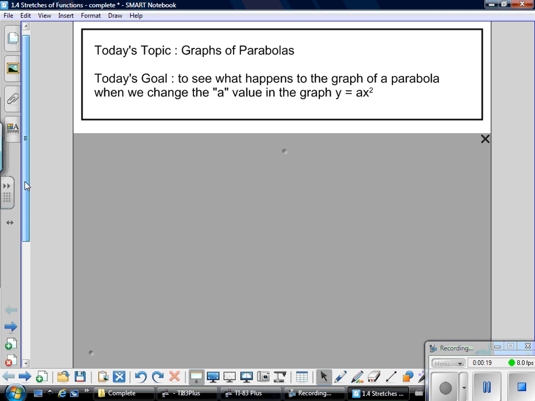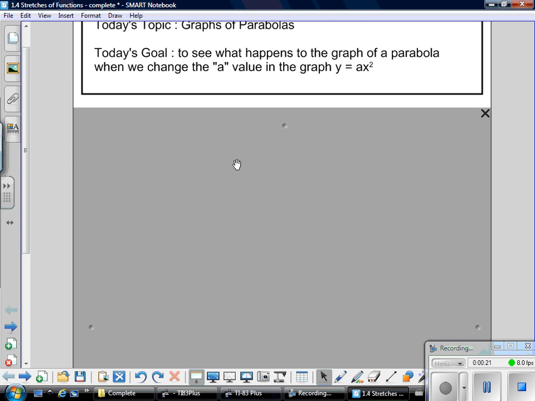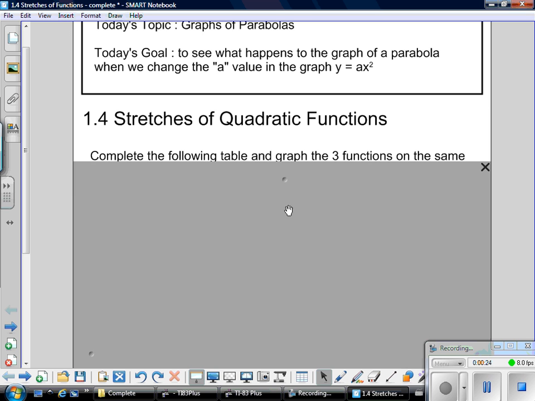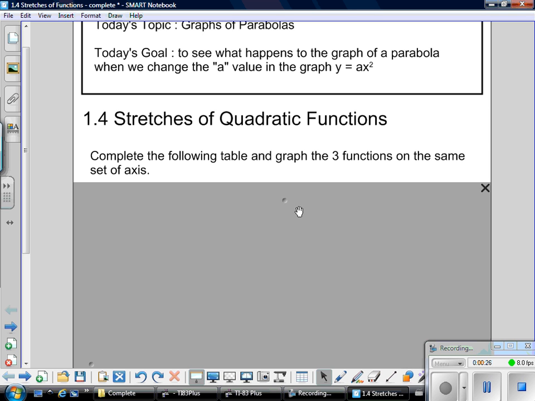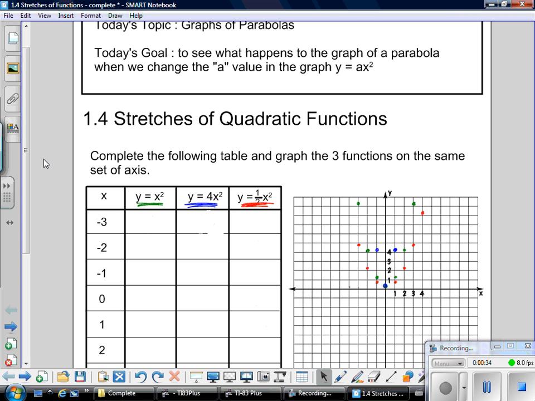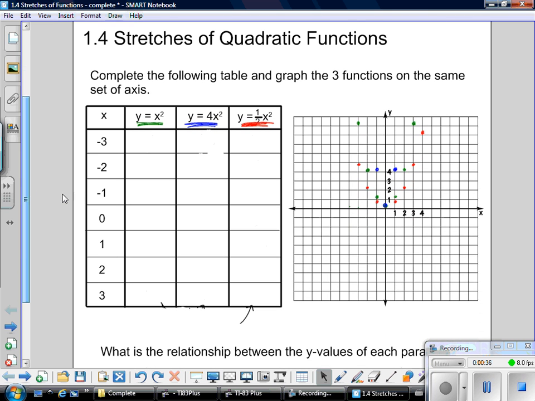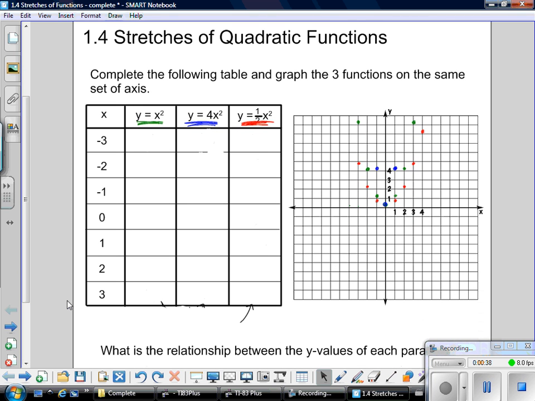Now, the easiest way that we're going to look at is we're going to complete this together on this video. And we're going to complete the table and then graph the three functions on the same set of axes. So I'm just going to get rid of this for a second. You can see I have some dots there just because it was easier to do that for you, and you'll find it a little bit easier when you have to graph it.